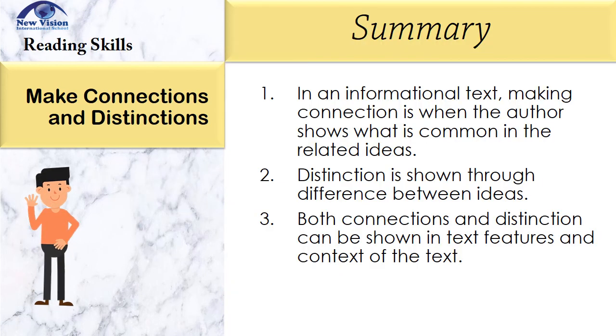In summary, in an informational text, making a connection is when the author shows what is common in the related ideas. Distinction is shown through differences between ideas. And both connections and distinctions can be shown in text features and context of the text.